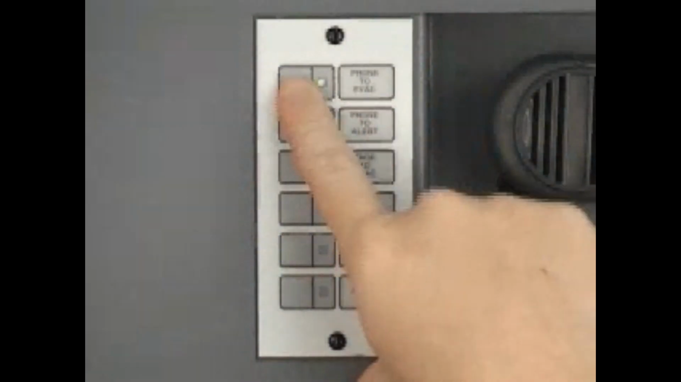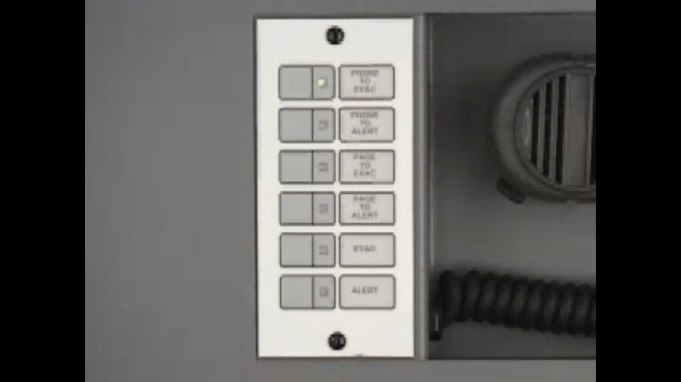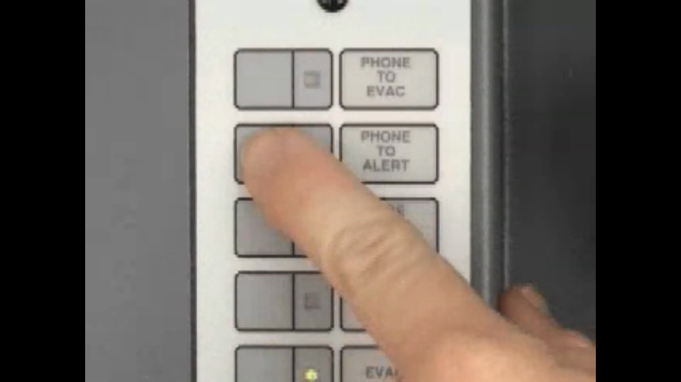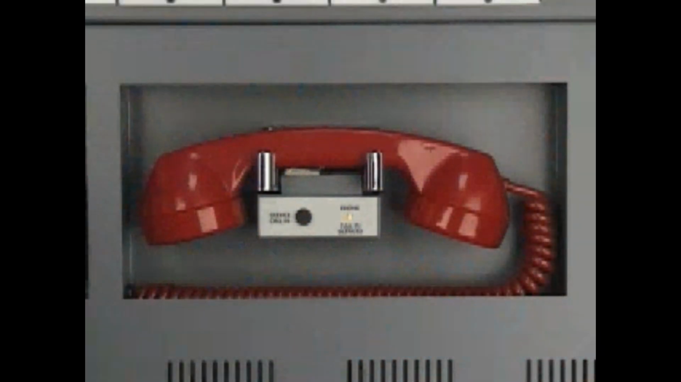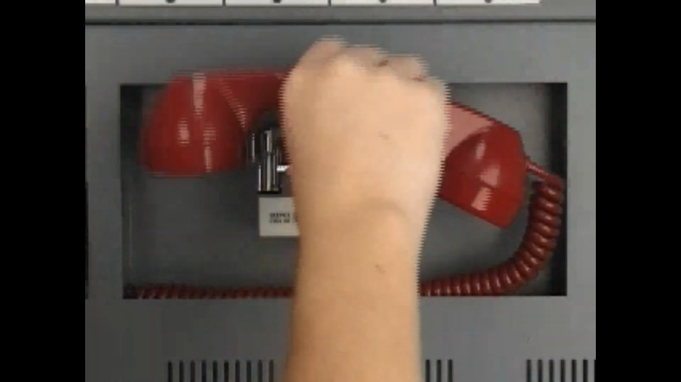Note that pressing any of the switch LEDs will cause that switch's LED to illuminate. The phone to alert switch LED is used to connect the firefighter's telephone to the paging system and direct the output of the paging system to those areas in the facility automatically receiving the alert signal. The phone system can then be used to page in the alert area.